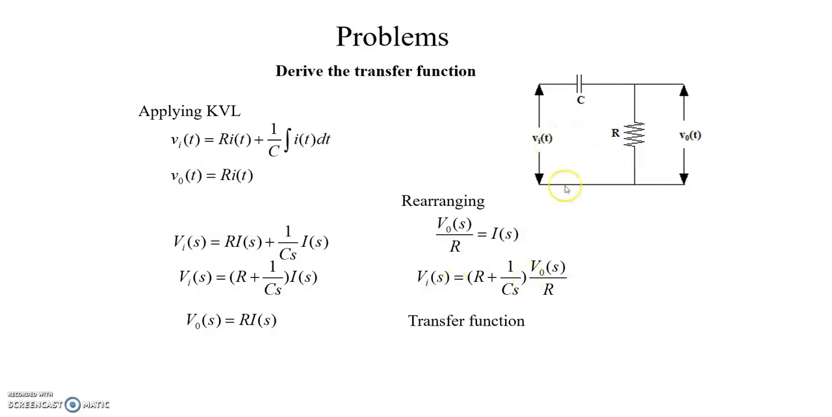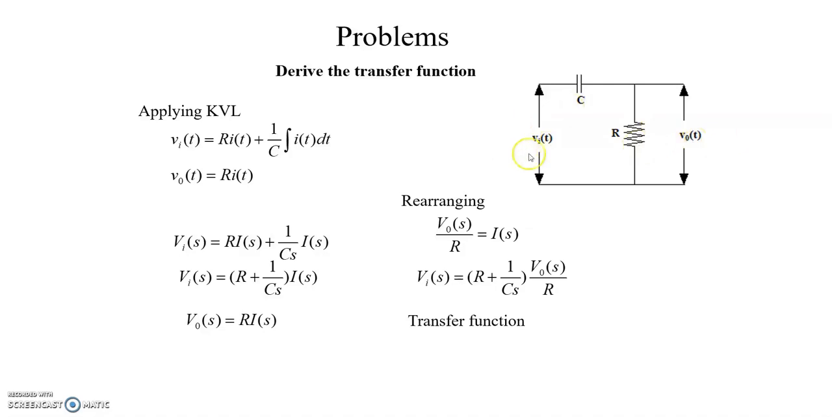Next, the problems related to electrical systems. This is a given problem. There is a given circuit, and you need to find the transfer function for this electrical circuit. Here the R and the C are in series. The capacitor has the impedance C and the resistance has the impedance R. Here we have the input voltage Vi of t and the output voltage V naught of t.